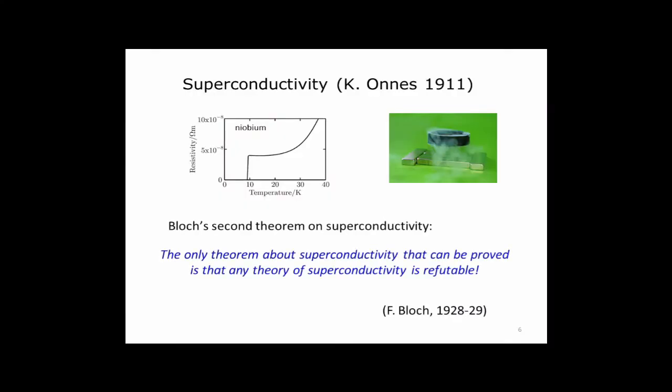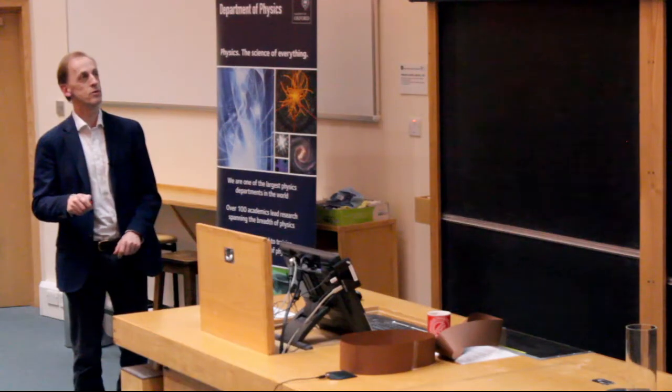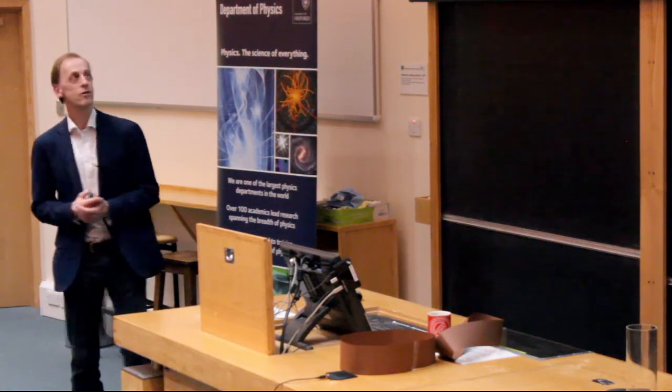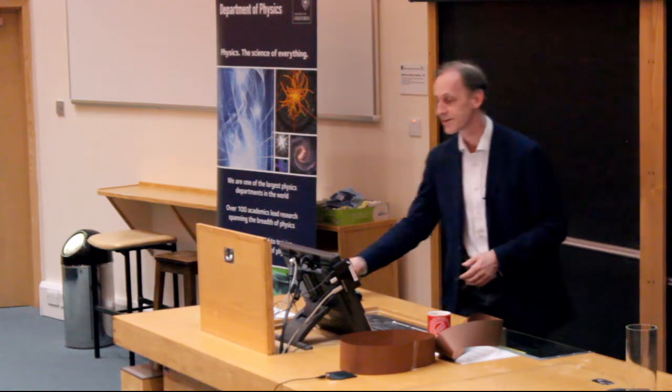And after this year, he expressed his frustration in an informal kind of second theorem of superconductivity, which goes like this: the only theorem about superconductivity that can be proved is that any theory of superconductivity is refutable. In other words, whatever theory you come up with is going to turn out to be wrong. And actually, this has been a very good guiding principle for those of us who work on superconductors.